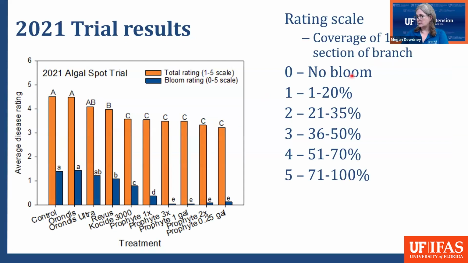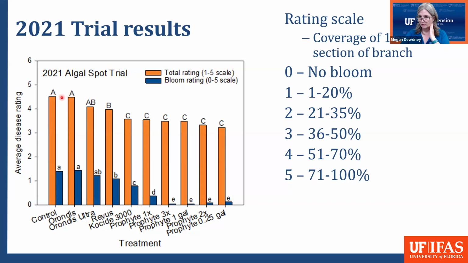So what did we see? So we had our control here. You can see that unfortunately the Phytophthora products did not have a lot of efficacy on this, unlike what we hoped. So this is the total rating of area in a foot section of a branch, and we rated it from no bloom on the algae to percent coverages or percent bloom in this scale from 1 to 5.